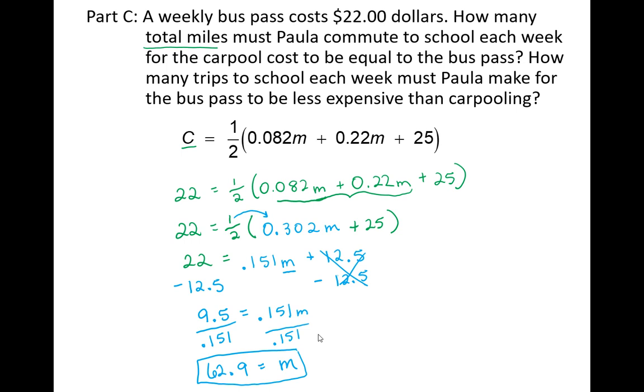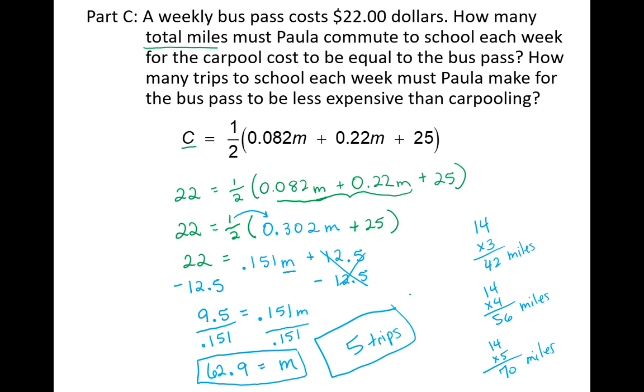That's the break-even spot. So it says, how many trips to school each week must Paula make for the bus pass to be less expensive? Well, remember, each trip is 14 miles. So when she went 3 times a week, that was only 42 miles. If she goes 4 times a week, that's still only 56 miles. But if she goes 5 times a week, that's going to be 70 miles. So the answer is 5 trips.